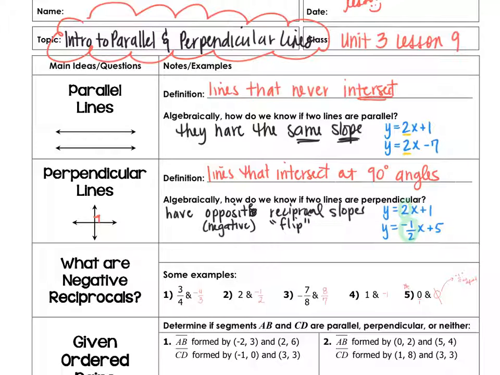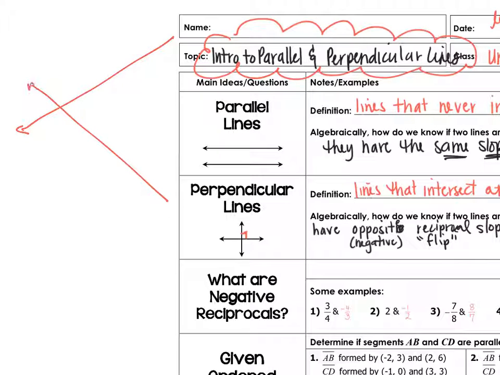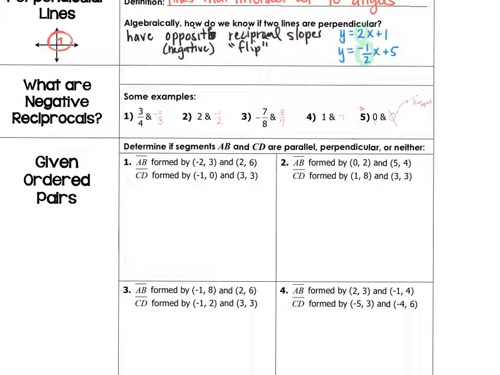Now, not every set of lines is going to be parallel or perpendicular. We can have lines that intersect each other, like these two lines I've just drawn here, but perhaps they don't make 90-degree angles when they intersect. So they're not parallel because they intersected, but they're also not perpendicular because they didn't make a 90-degree angle. So you're going to see here the question says, determine if the segments are parallel, perpendicular, or neither, which means it didn't satisfy either of the two conditions.